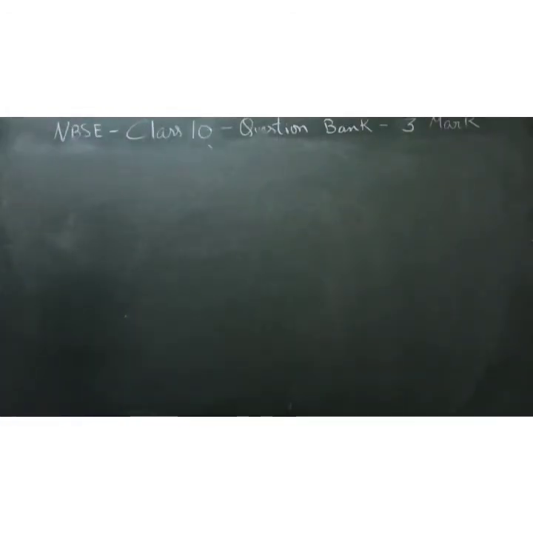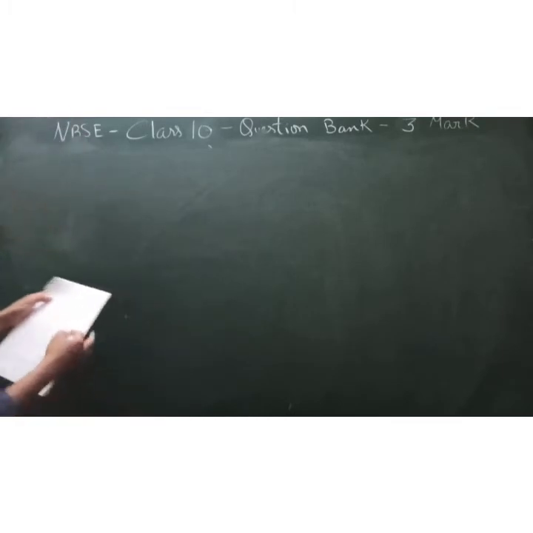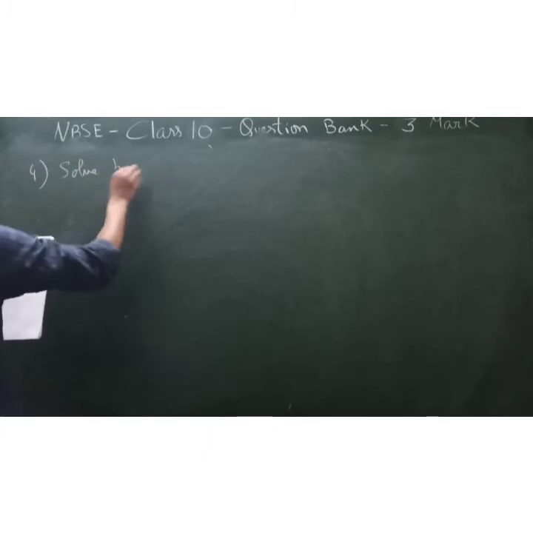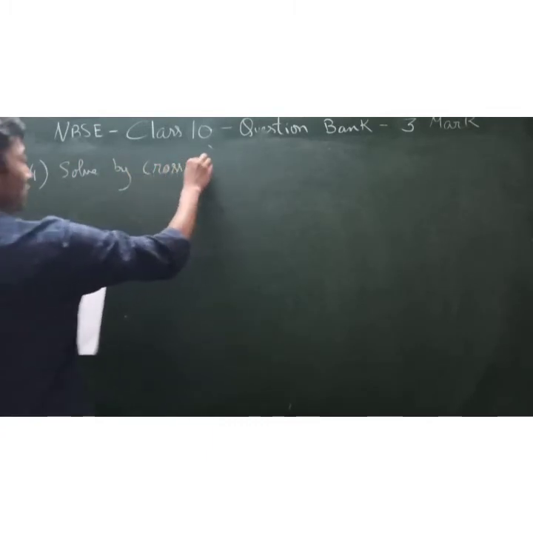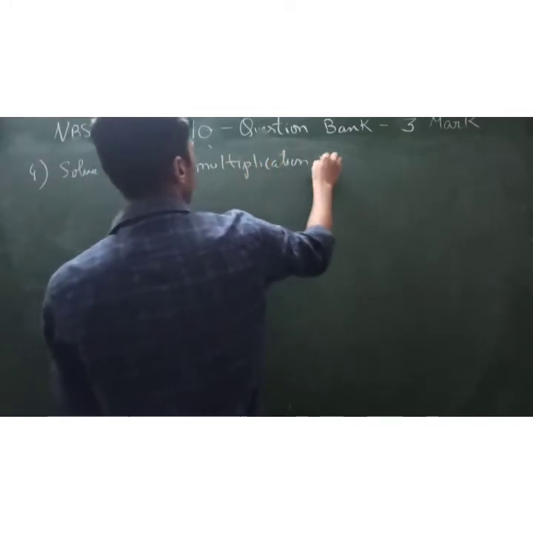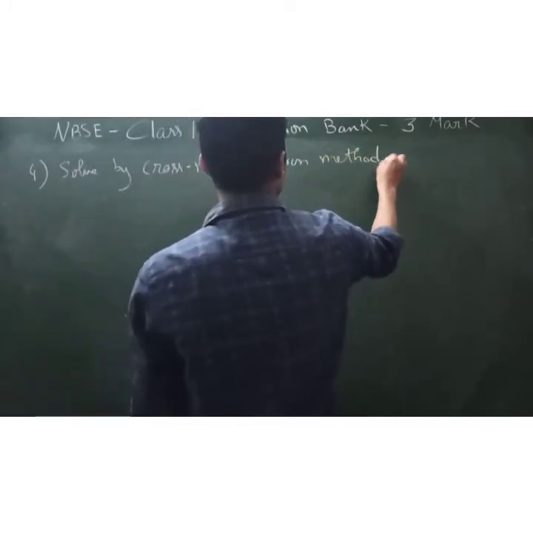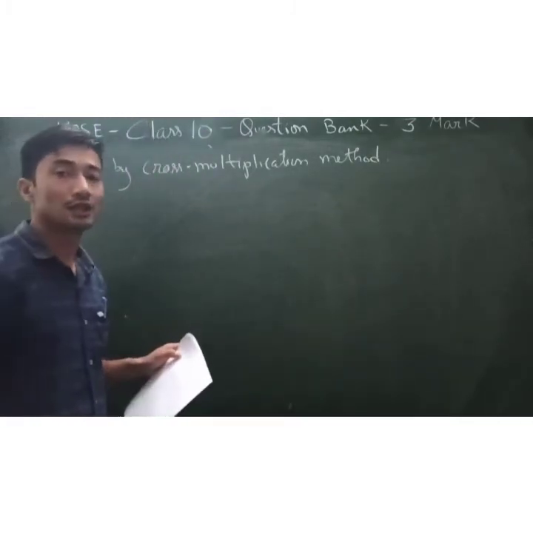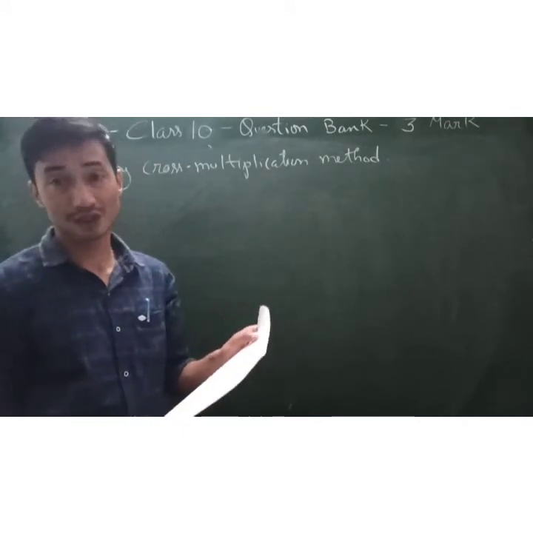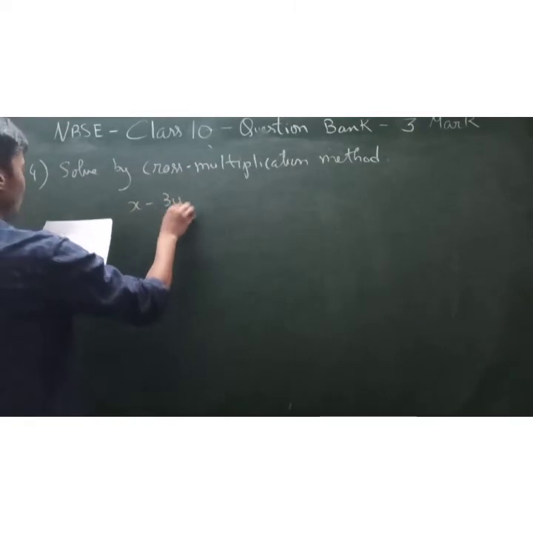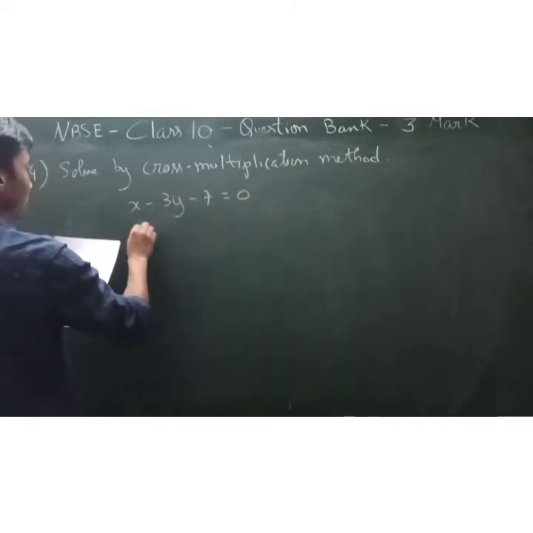The next question is slightly off a part of the reduced syllabus, but I will just do it. Question number 4. This is solve by cross multiplication method. So if you are not interested in this particular question, you can just skip to the next question, but I'll just solve this particular question, okay? Because these are good questions, it's just that it has been removed.